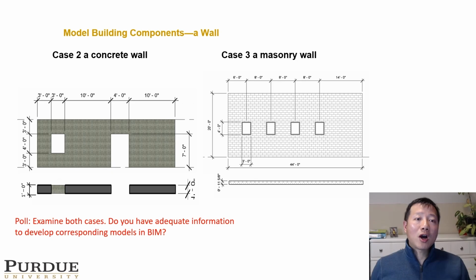All right, so we talked about how your objects have attributes, and your attributes could be at the object level or at the class level. Now let's look at these two walls as an example. The left is a concrete wall. The right is a masonry wall. My question for you is: do you have all the information you need in order to place or create the corresponding BIM model in Revit? Do you have adequate information to develop the corresponding models in BIM?